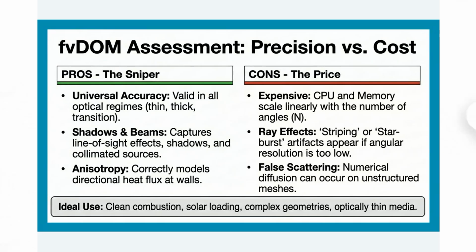So when can we deploy the FVDOM model? Well, things like clean combustion, where there is no soot to scatter your light, or solar loading, or scenarios with complex geometries where shadows are essentially critical. In these scenarios you should be using FVDOM.